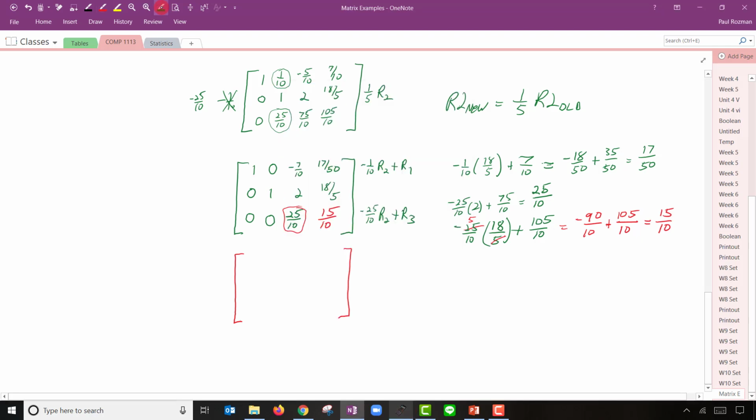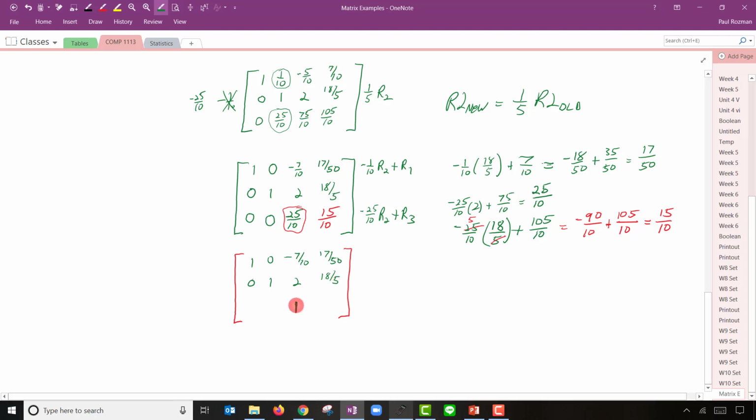I will leave the first 2 rows alone. Hopefully I won't make a mistake when I recopy them. It's the worst thing in the world when you're doing these. If you make a mistake, it's so hard to find it.